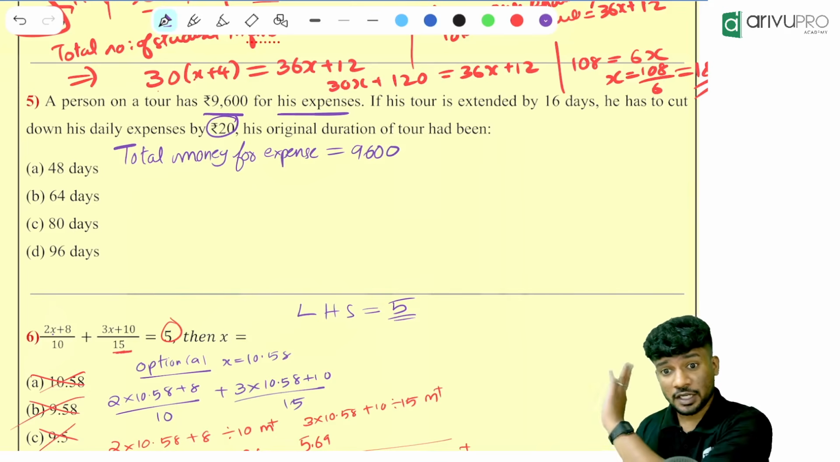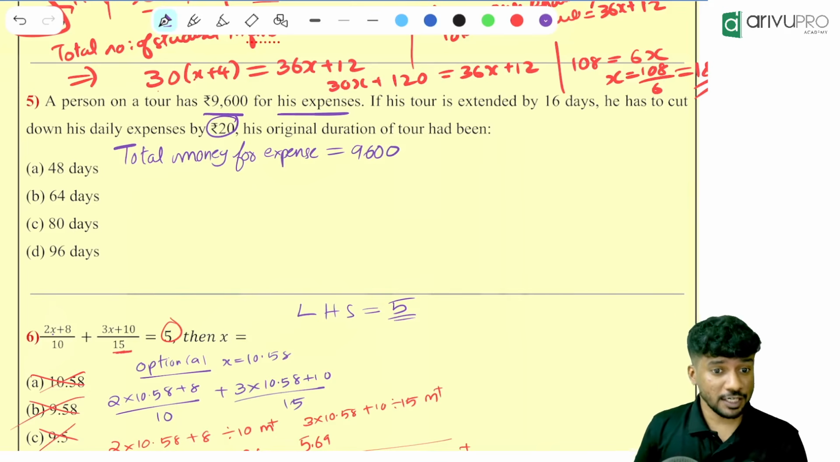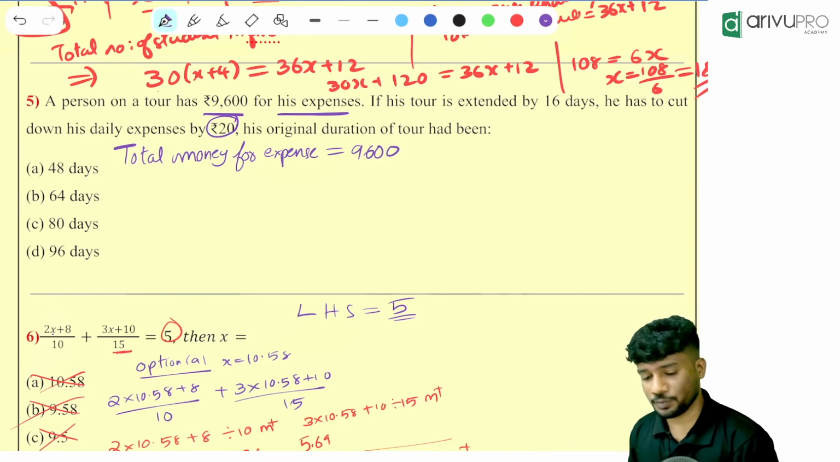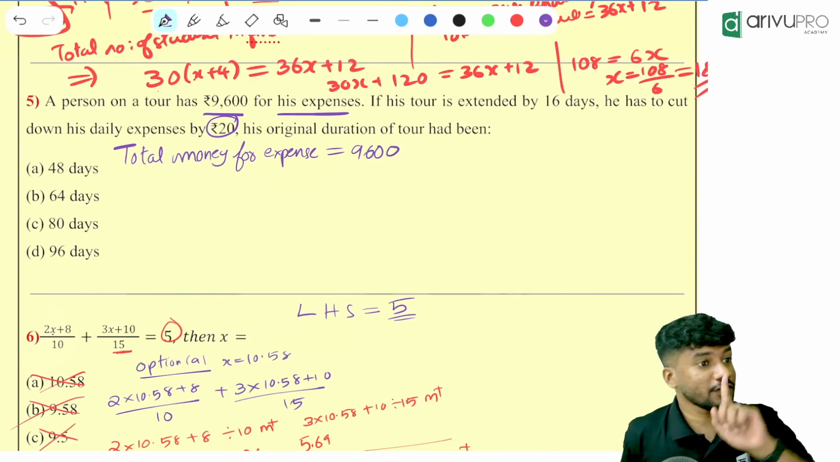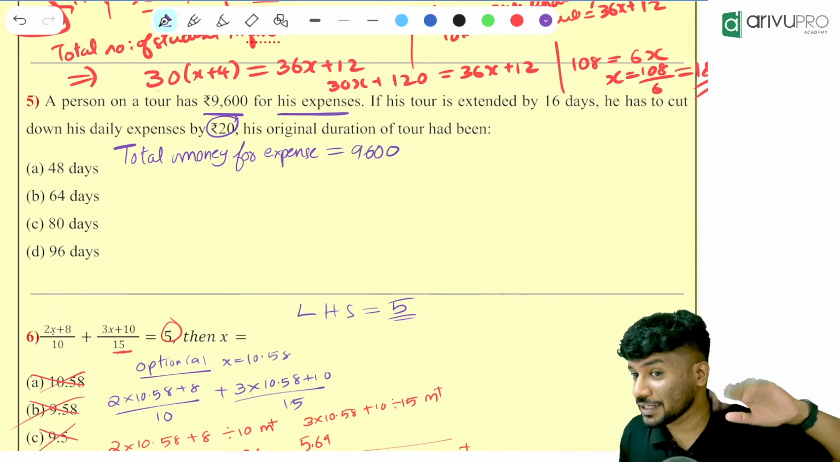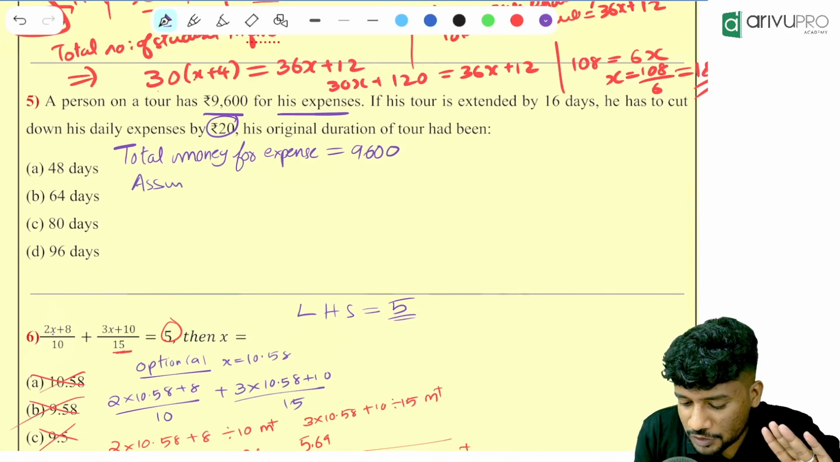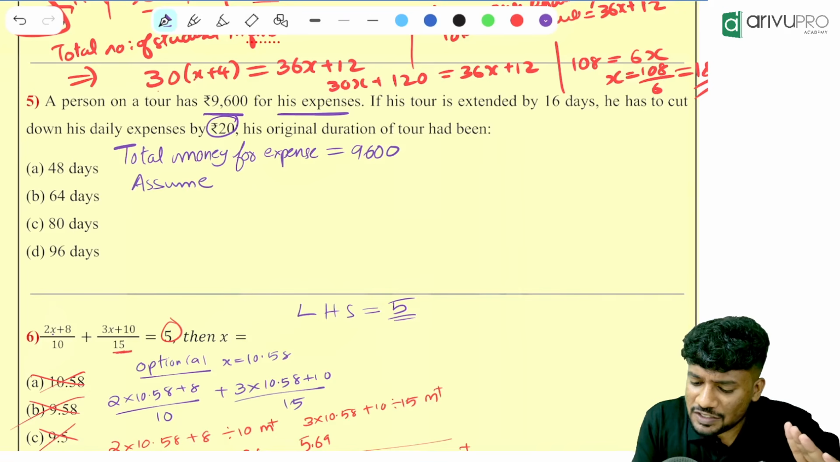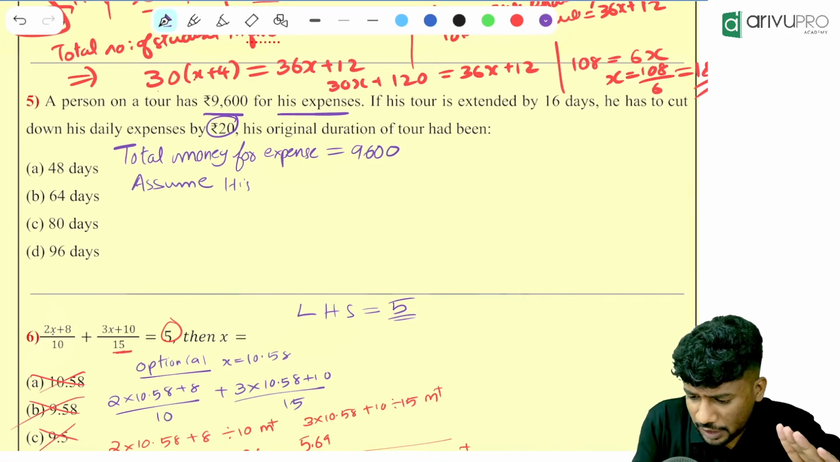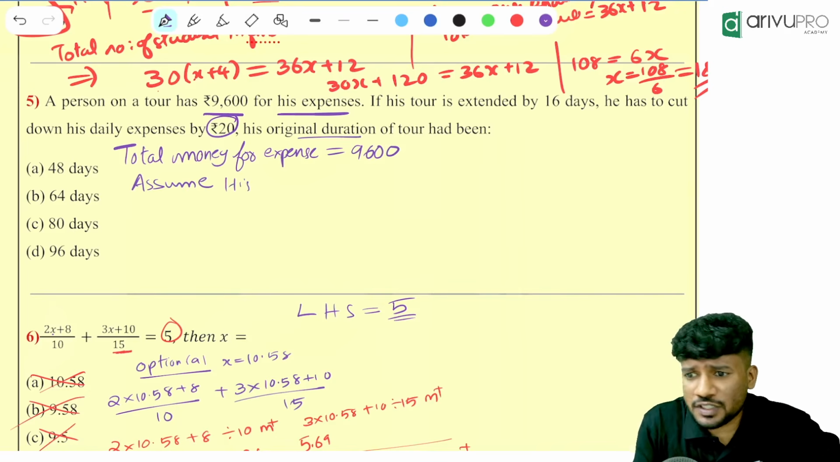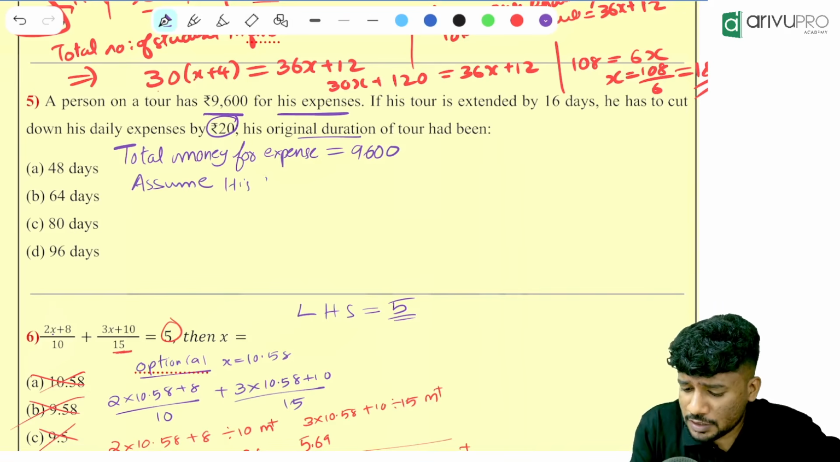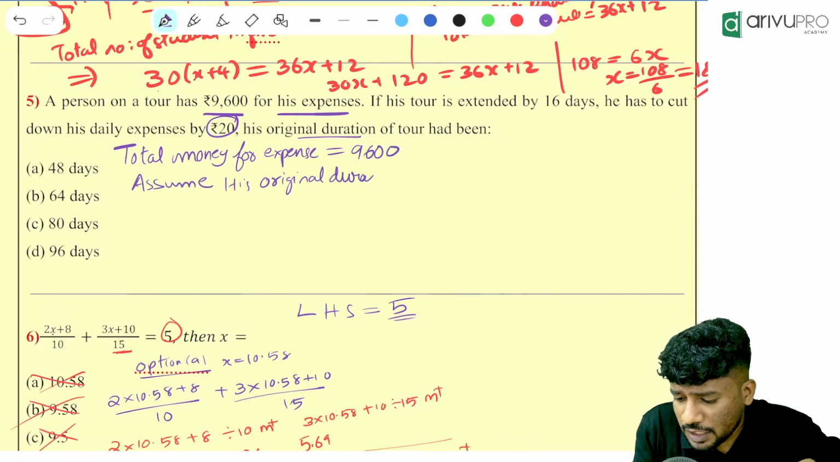Or if he was spending 120 rupees, he will be cutting it down by 20 rupees. Now, this is the first step and the only step. Next step is option hitting. Assume his initial duration. That is the question, right? Original duration of the tour is how much is the question. His original duration is any of the options.